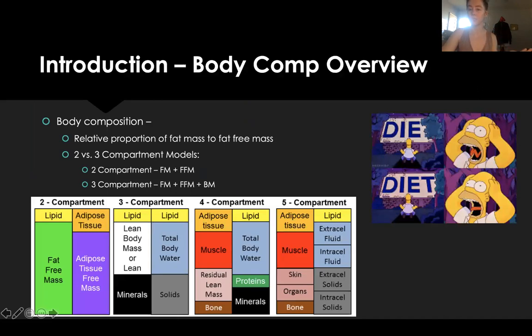Okay, so body comp overview. It's just the proportion of fat mass to fat-free mass. So you're fat, not fat. There's a couple of compartment models that we're going to be using: the 2 compartment model and the 3 compartment model. Two compartment is just fat mass and fat-free mass, differentiating between the 2, and 3 compartment is fat mass, fat-free mass, and bone mass.